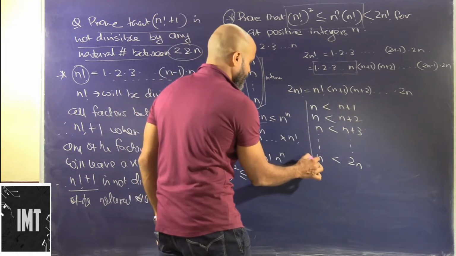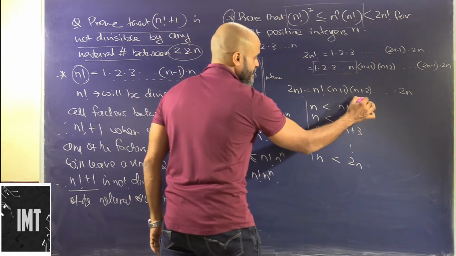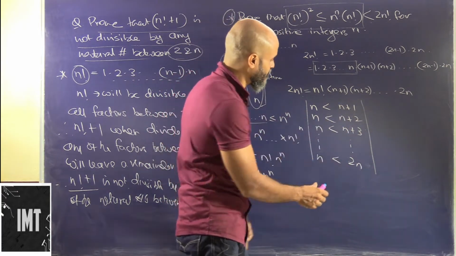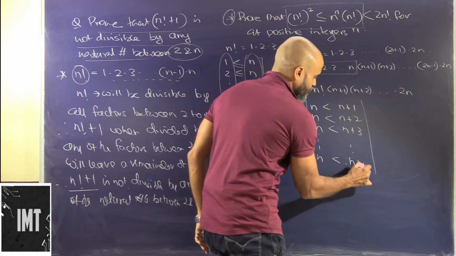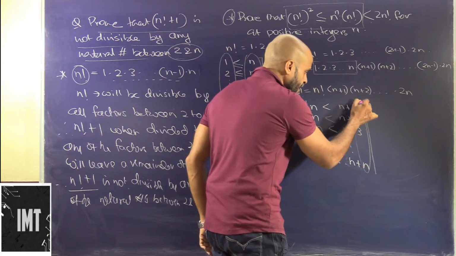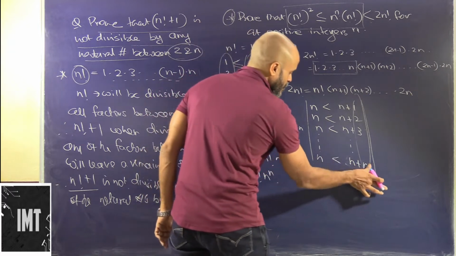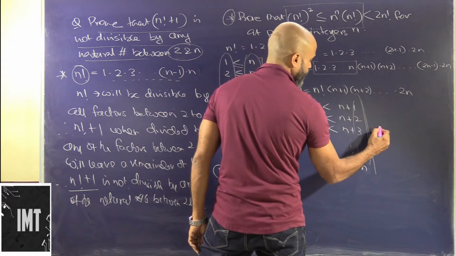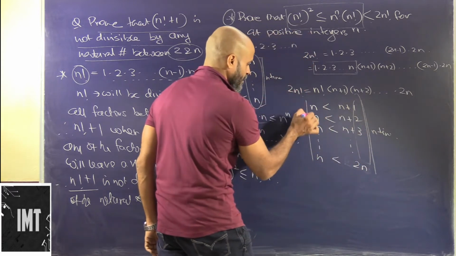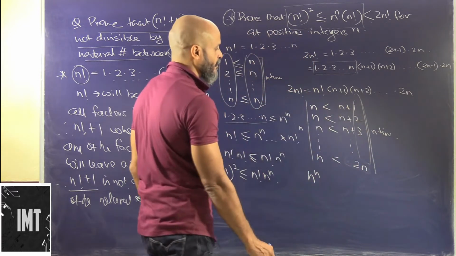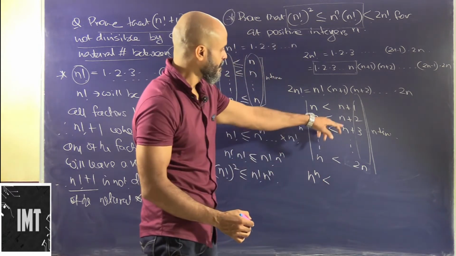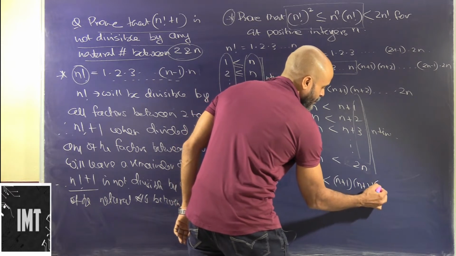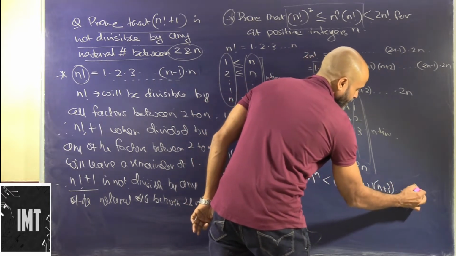So if I multiply this, how many times will it be? Because from n plus 1 we have gone to 2n, this will be n plus n, right? If I do this, how many times is this? This is obviously n times. So this is n, n times, which will be n to the power of n. This will be less than (n plus 1) into (n plus 2) into (n plus 3) till 2n.